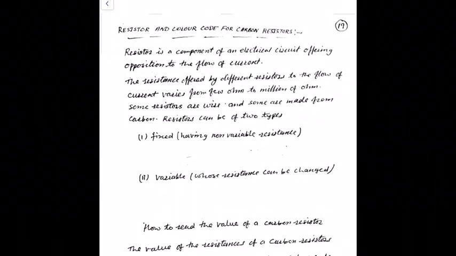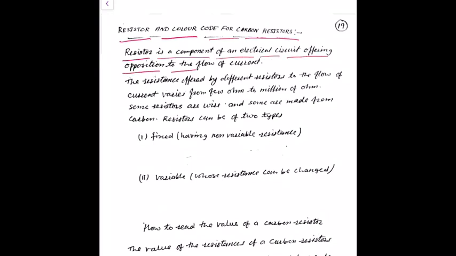Hello student, today we will start resistors and color code for carbon resistors. A resistor is a component of an electrical circuit offering opposition to the flow of current. The resistance offered by different resistors to the flow of current varies from a few ohms to millions of ohms. Some resistors are wire and some are made from carbon.